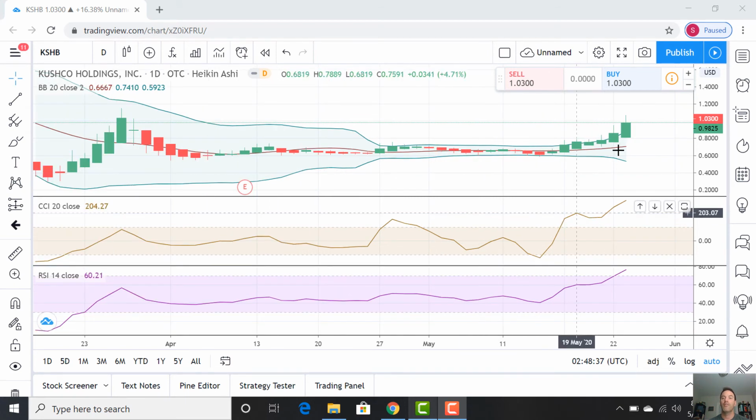So everything says power up, power up, power up on KushCo. This is likely going to ride up a little bit longer, and then we'll see our CCI peak and come back down before it breaks out of 100. I would expect everyone to get out of this trade.